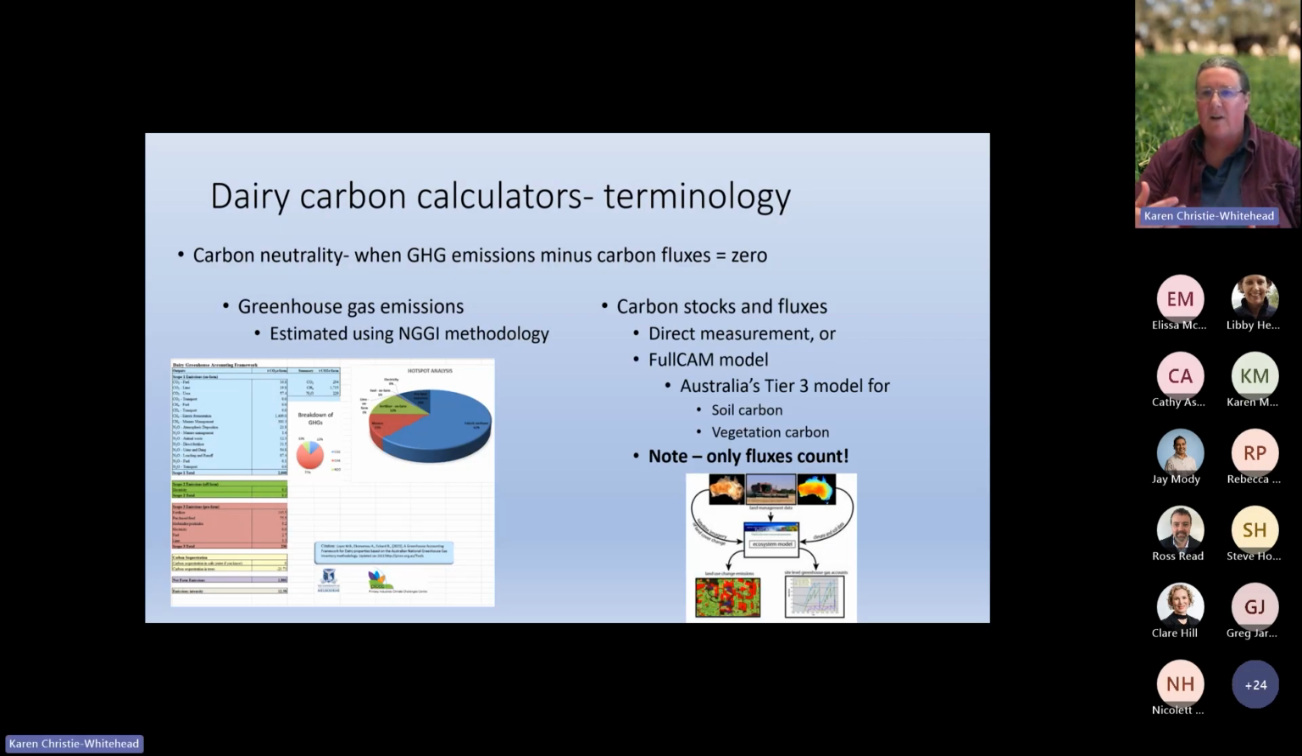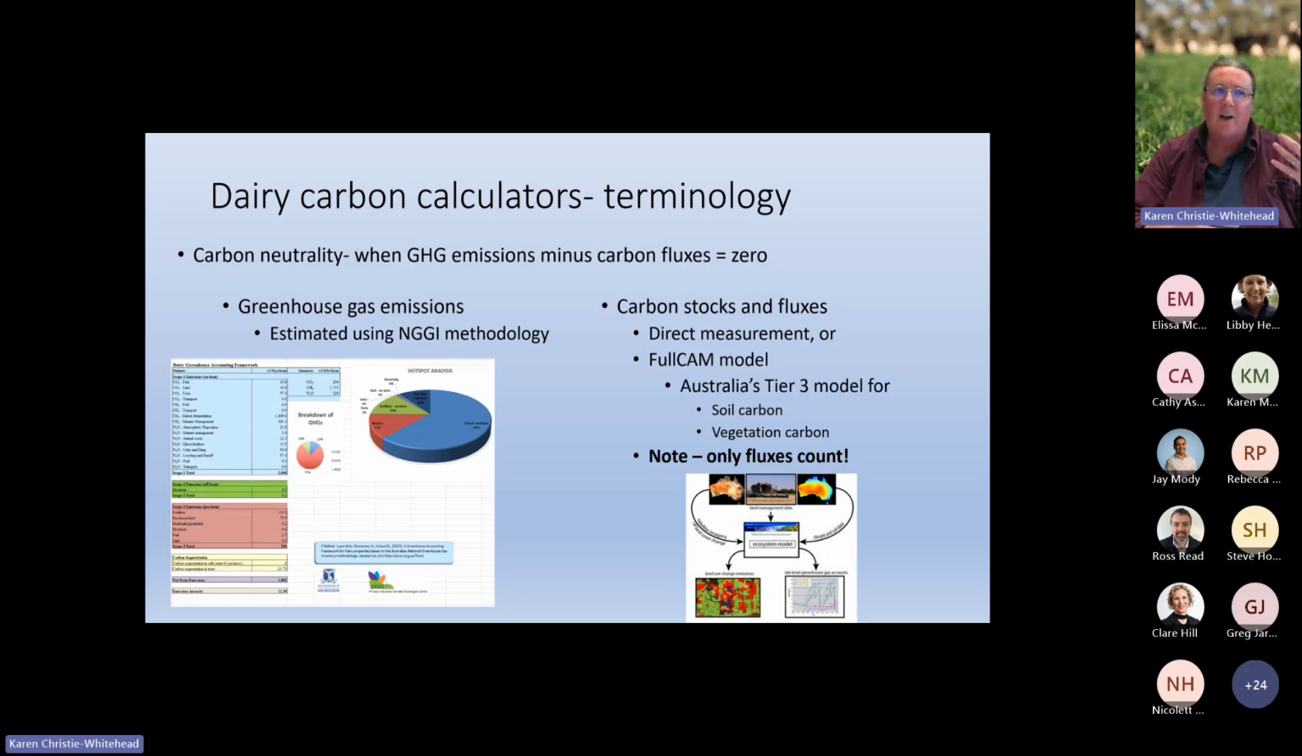Our carbon stocks and our fluxes are either through direct measurement, i.e. you go out and soil sample a range of paddocks every year, and you can see some direct change in soil carbon over time, carbon stocks. It's important to know that when you're measuring carbon in the soil, that's your carbon stocks. You also can use things like the FullCAM model to estimate changes in carbon stocks. But what's important is to understand that when you're doing carbon neutrality, it's the emissions minus the carbon flux.